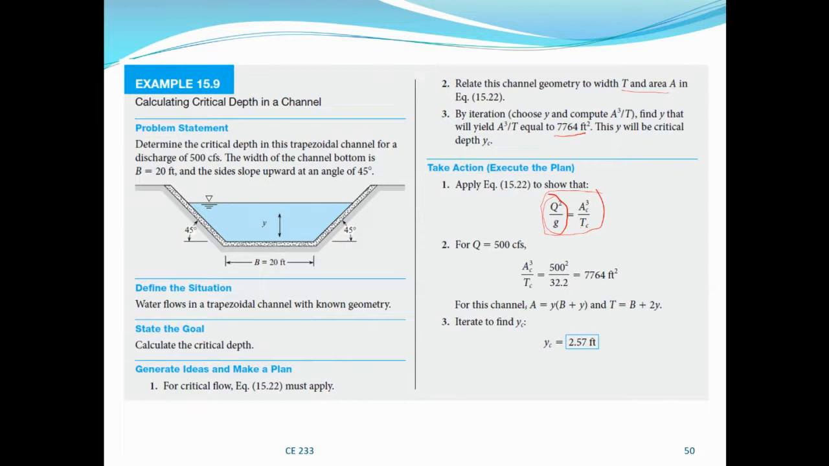For the trapezoidal section, the area of the trapezoidal section is y into b plus y. And how did we get the area? Area of a trapezium is half the sum of the parallel sides times height. This is the top width.